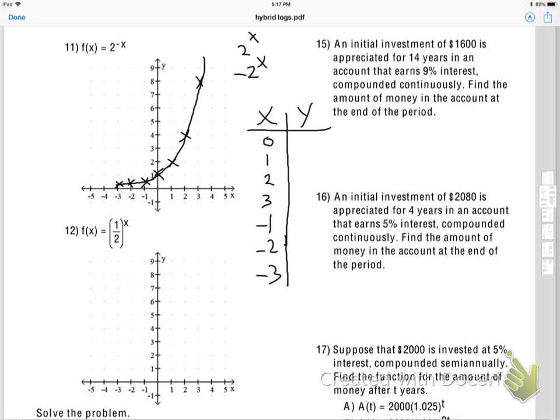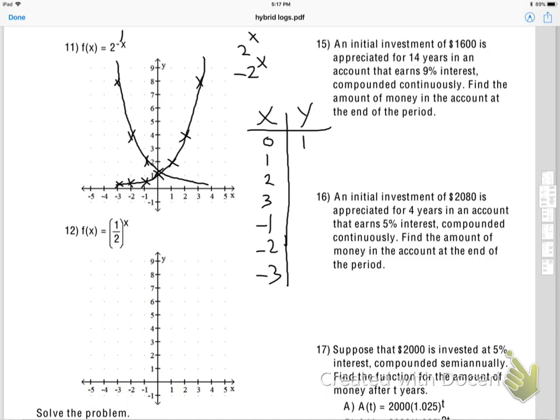Let's just undo that. When I do the negative as part of the exponent, remember this is flipping it through the y-axis. If I flip everything over there, I'm going to have something that looks like this. So that's what it should look like if I flip it over the y-axis. But let's actually plot some points again.